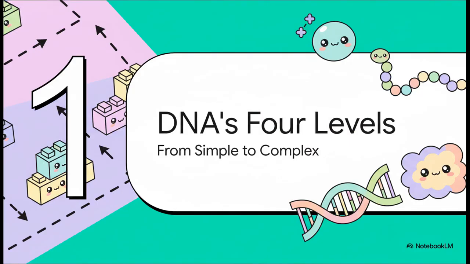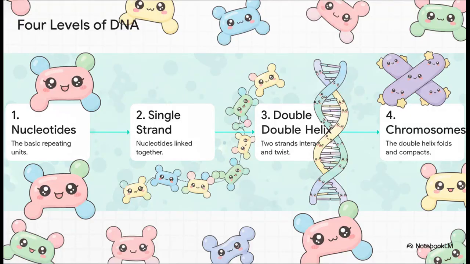Okay, so before we dive into the deep end, we need a roadmap, right? It's so much easier to understand DNA when you think about it in 4 distinct levels. We're going to build it up from the tiniest little piece all the way to the final massive structure. And here they are. It all starts with the nucleotides. Those are our basic building blocks.